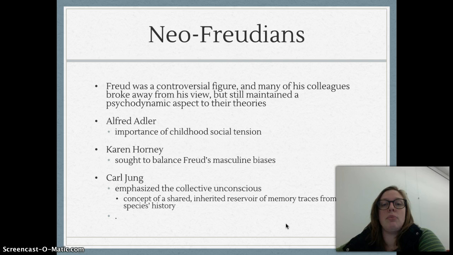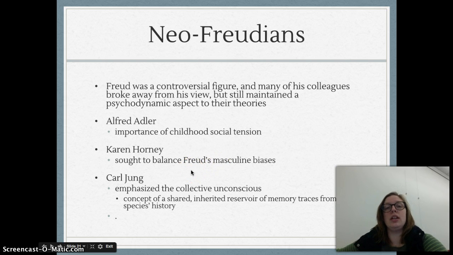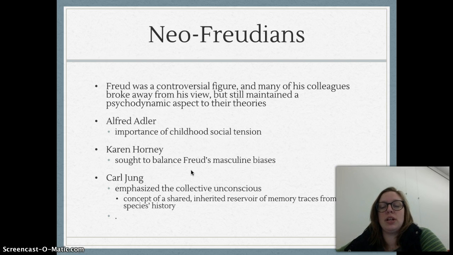Karen Horney sought to balance Freud's masculine biases. She really focused on trying to come up with the female equivalents and representations of Freud's masculine arguments. And then Carl Jung emphasized the collective unconscious, this concept of shared, inherited memories tracing throughout our species' history. So he's very much the social cognitive guy.